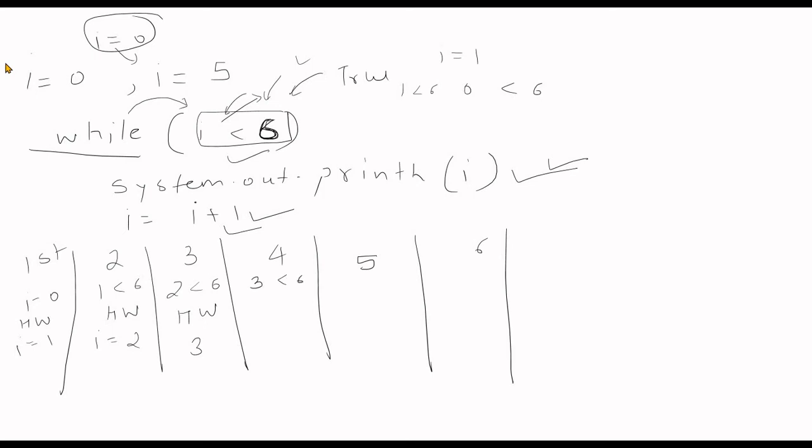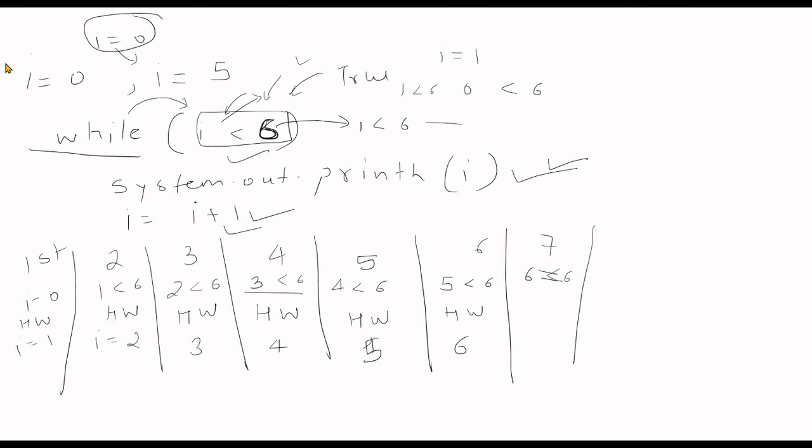3 will be again checked against 6, and 3 is less than 6, so the condition is true. Hello world will be printed on the screen and i will become 4. Similarly, 4 will be checked against 6, hello world will be printed and i will become 5. 5 will be checked against 6, hello world will be printed and 5 will become 6. But in the 7th step, when 6 will be checked against 6, then 6 is not less than 6, 6 is actually equal to 6. So this condition of i being less than 6 becomes false. And when the looping condition of while becomes false, our loop gets terminated.